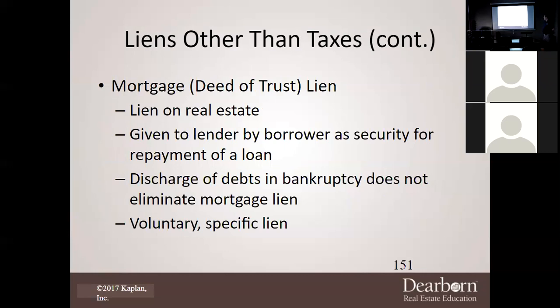Now, of course, the deed of trust lien is going to be the basic, most common one. It's your lien on real estate. Okay, so it's given to the lender by a borrower as security for the repayment of a loan. Bankruptcy also discharges the debts, but does not eliminate the mortgage lien. So if you file bankruptcy, guess what? Your mortgage doesn't go away. You don't get to go out, Mr. Eugene, and get a $1 million loan to buy a house, and then after you move in, say, oh, bankrupt.